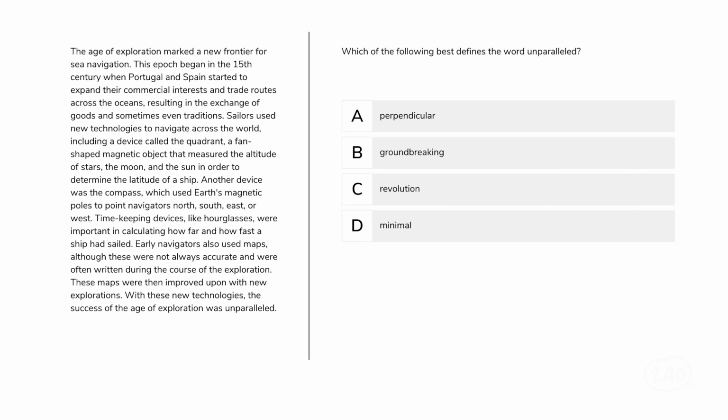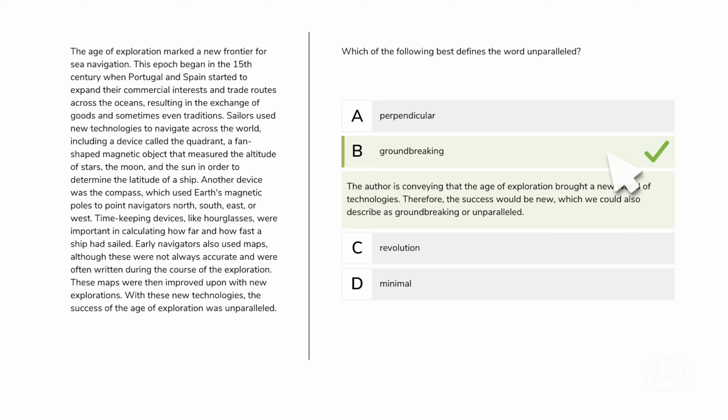Okay, now let's determine the meaning of a word from the passage. Which of the following best defines the word unparalleled? Perpendicular, groundbreaking, revolution, or minimal? Remember, the context matters. Think to yourself, where was unparalleled used? Why did the author use it? Choice B is best. Overall, the author is conveying that the age of exploration brought a new world of technologies. Therefore, the success would be new, groundbreaking, unparalleled.